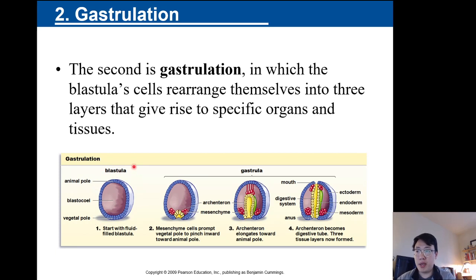So right here, notice your blastula. You're going to have your animal pole on the northern facing point of the embryo, the vegetal pole on the southern point of the embryo, and the blastocoel. I don't know how to pronounce it. Bear with me. So now we have a mesenchyme cell prompting the vegetal pole to pinch inward towards the animal pole. On the vegetal pole, they're going to start forming a little pore, and they're going to increase that pore so that it forms, as we can see, a tube-like structure.